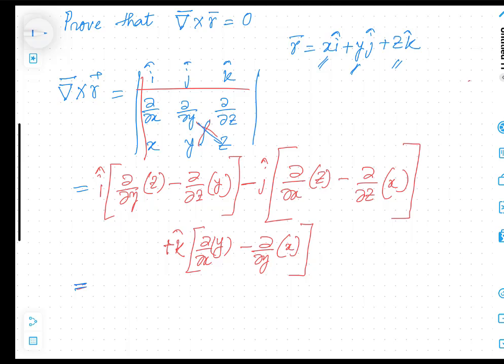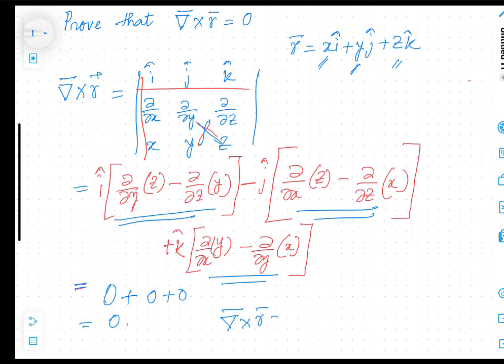So now when I compute these brackets, I have del z by del y and del y by del z, both are 0. So this value is 0. This value is also 0. Even the third value is also 0. So I have 0 plus 0 plus 0 gives 0. That proves that curl of vector R is equal to 0. This was easy, but very important.